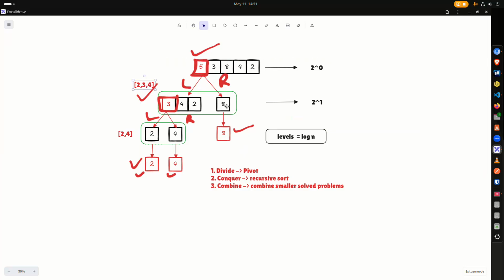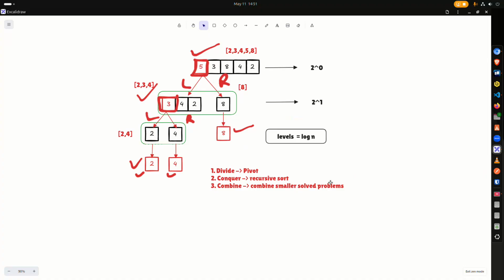In here you already returned 8, so now you have to combine this. Now this right part has only 8. So we combine this in here. We have 2, 3, 4, we add our pivot element, which is 5, and on the right side we have 8. So we put 8 there. Now our array is already sorted when we go from bottom to up.